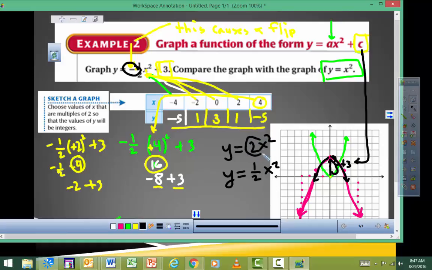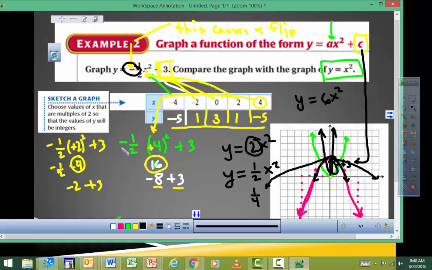If this number is bigger than 1, then it causes a stretch. If it's less than 1, it causes a compression. Does this make sense? So you'll notice, if this were 1/4, for example, then the graph becomes more shallow, or what we call compressed. It becomes more and more flat. And if you had y equals 6x squared, we saw what happened to that one. That's the graph we did last week. That one shot up a lot straighter, right? It starts to shoot up quick.